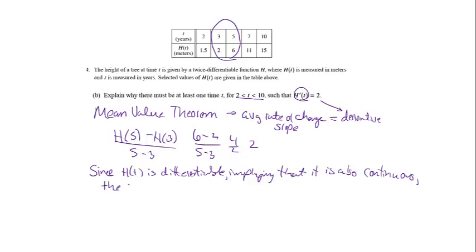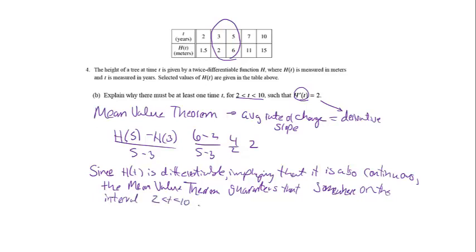the mean value theorem guarantees that somewhere on the interval 2 to 10, h prime of t equals 2. And again, I was able to say that because I did find a spot where the average value was equal to 2. So that was kind of a tricky problem. So that is what it is.